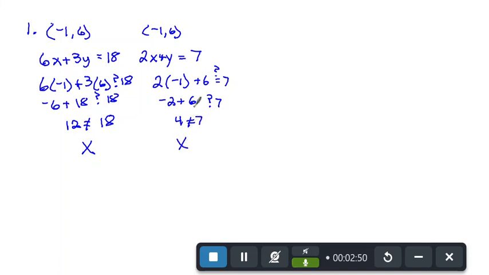So in this case, it is not a solution to either one of the equations. So it definitely is not a solution to the system. Okay, let's do number 2.